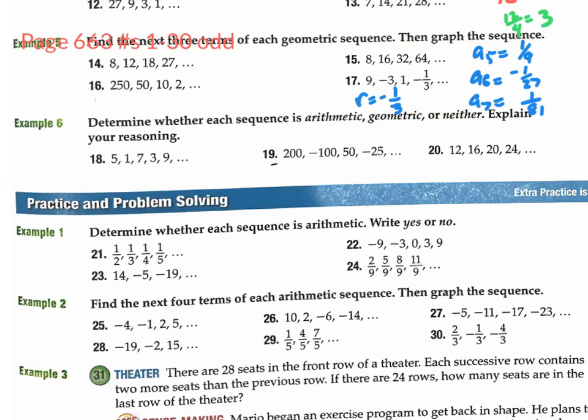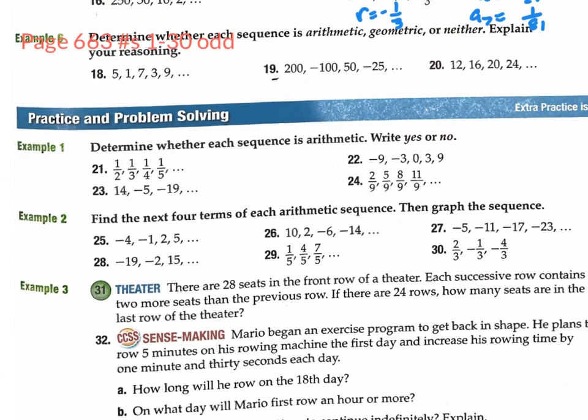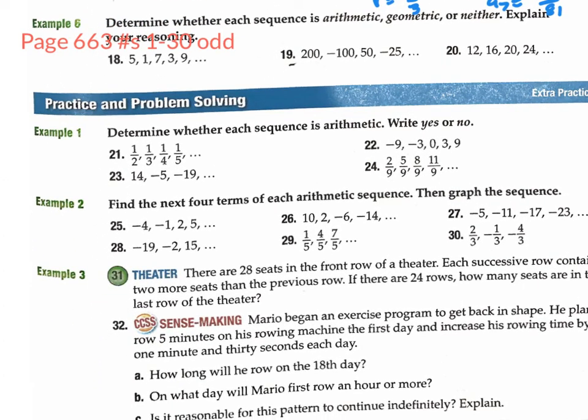So the second half of this worksheet is pretty much a repetition of what we already did. Again, determine whether it's arithmetic, write yes or no. Arithmetic has a common difference. And then find the next 4 terms of that arithmetic, and we stop on number 30. You know what, actually, after thinking about it, why would we do the same thing over again? So let's scratch that out.